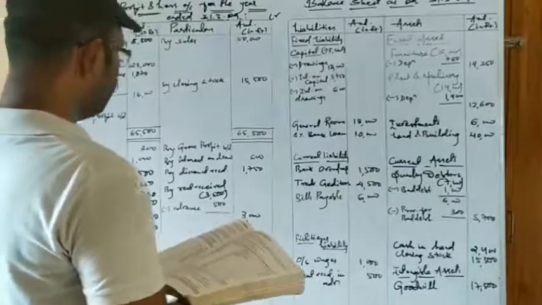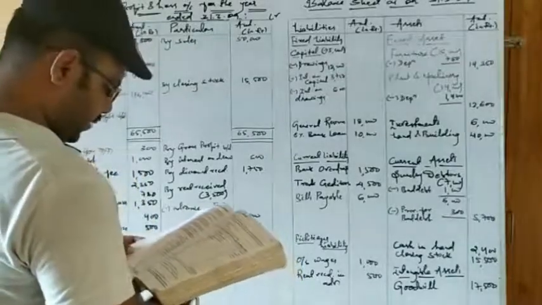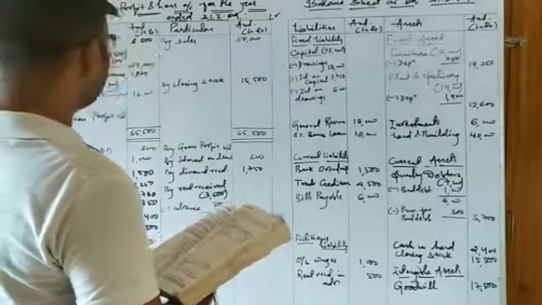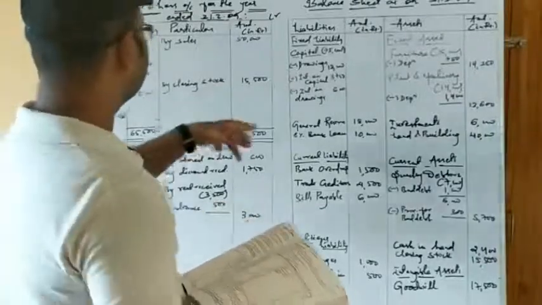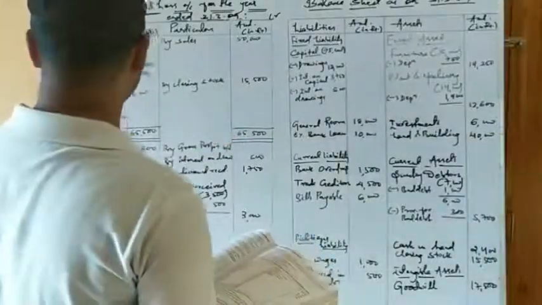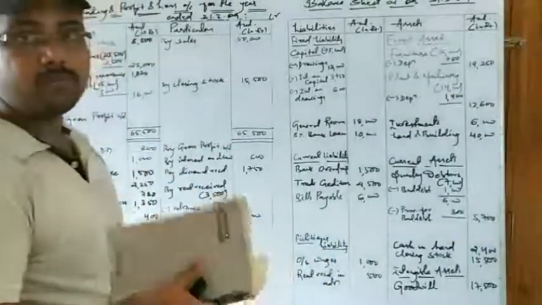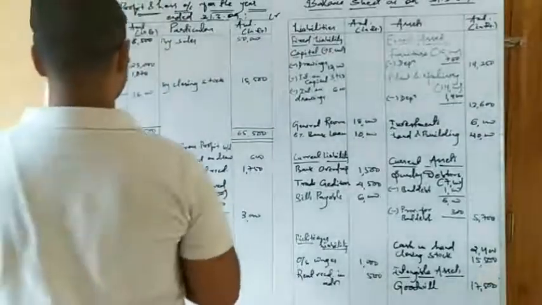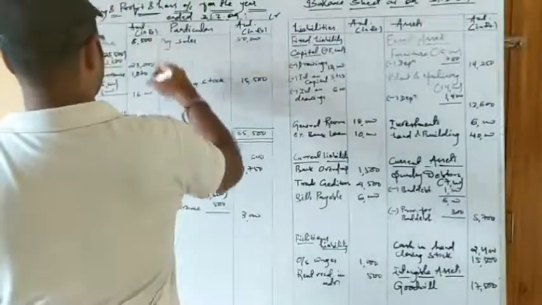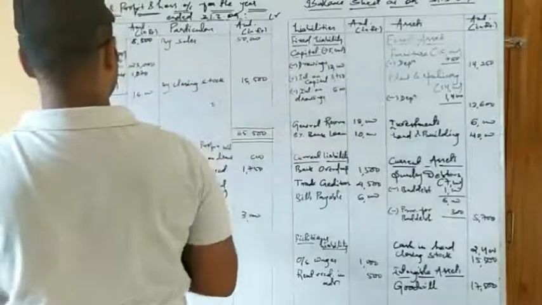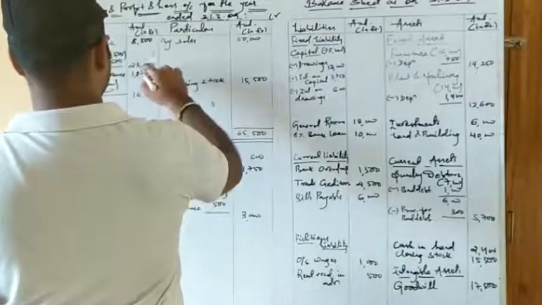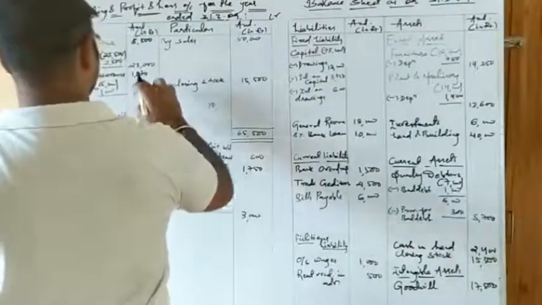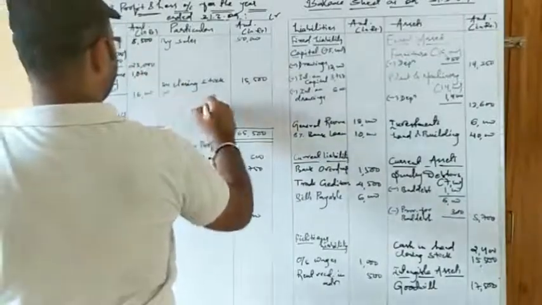It is correct. Now sales is given as 50,000 and closing stock is 15,500. So this is correct, 65,500. So I hope we made a mistake for totaling of the trading account. Not to worry, let us do it again. So this is 0. Then this is 7. This is 5.